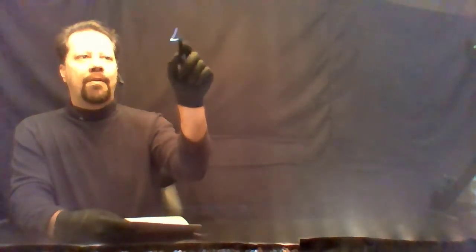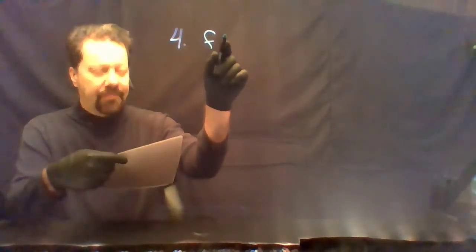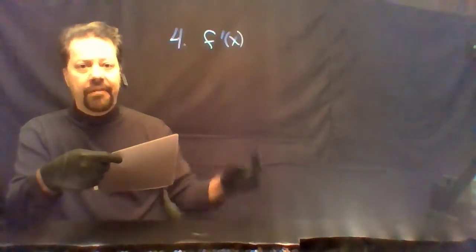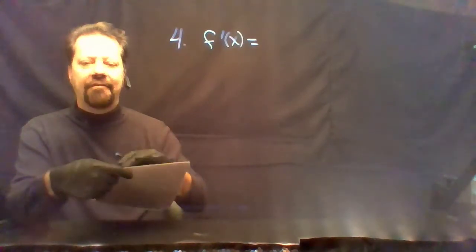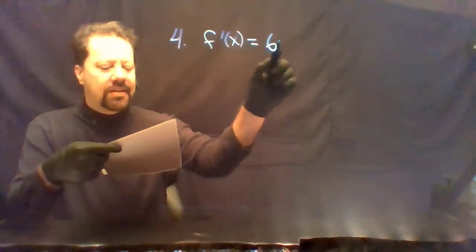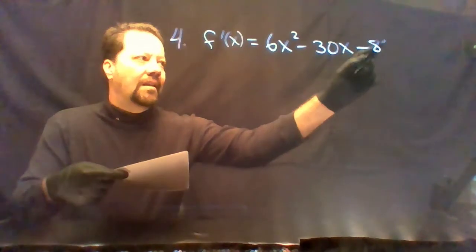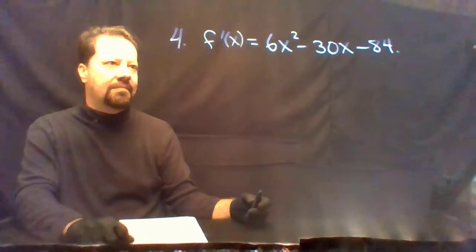On problem 4, I ask you specifically to use the second derivative test to classify the critical points of the given function. In fact, I don't even bother giving you the function, I give you the derivative. Read the problem carefully, make sure you're not writing down f when it's really f prime. This is going to be 6x squared minus 30x minus 84. And we're using the second derivative test.